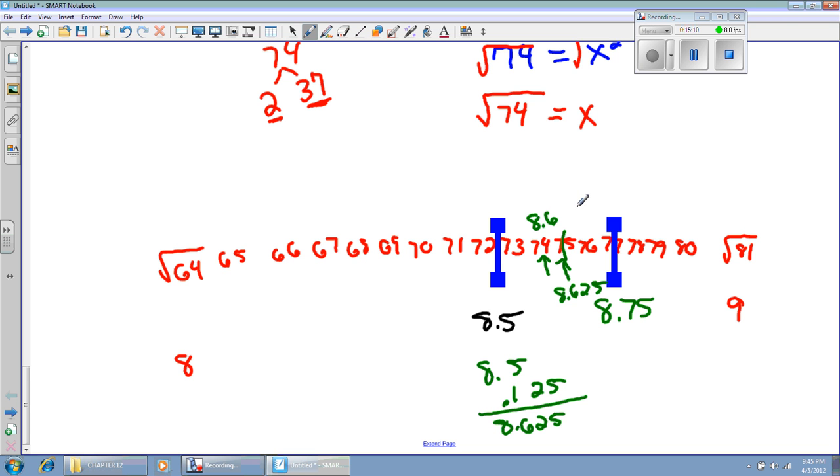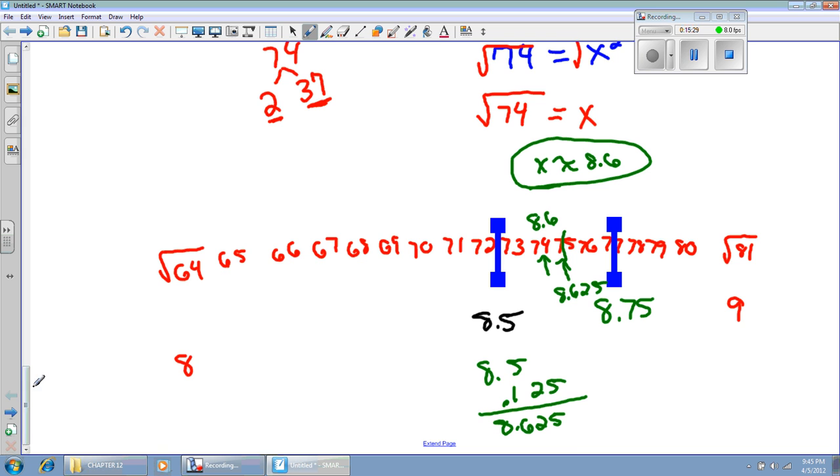You can check that on your calculator, square root of 74 or rad 74, and you should get about 8.6. All right, so yeah, x would be approximately 8.6. And I only did that to show you how to estimate.